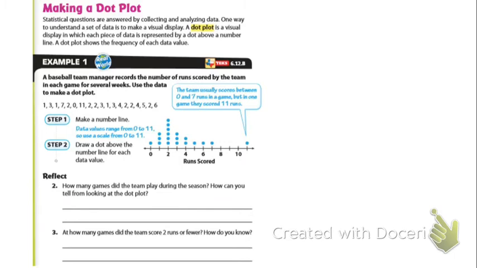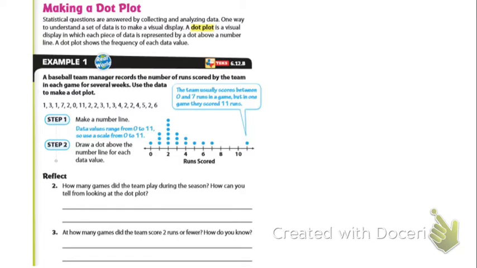All right, so next, making a dot plot. Statistical questions are answered by collecting and analyzing data. One way to understand a set of data is to make a visual display. A dot plot is a visual display in which each piece of data is represented by a dot above a number line. A dot plot shows a frequency of each data value. We're given example number 1. A baseball team manager records the number of runs scored by the team in each game for several weeks. Use the data to make a dot plot.